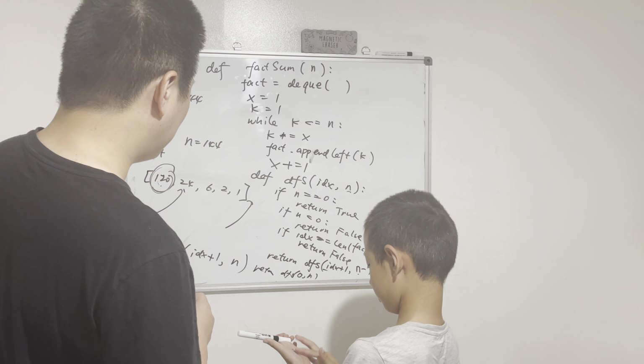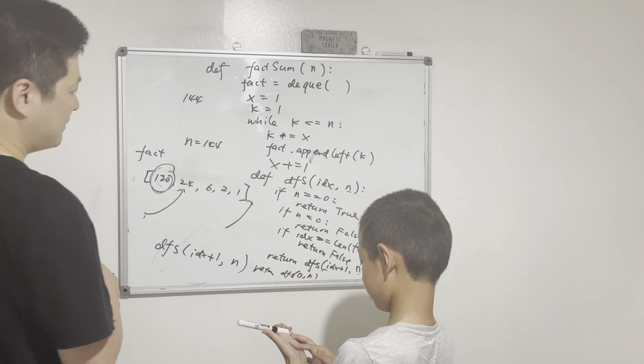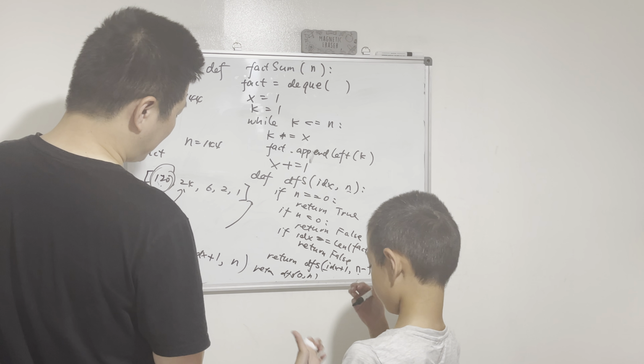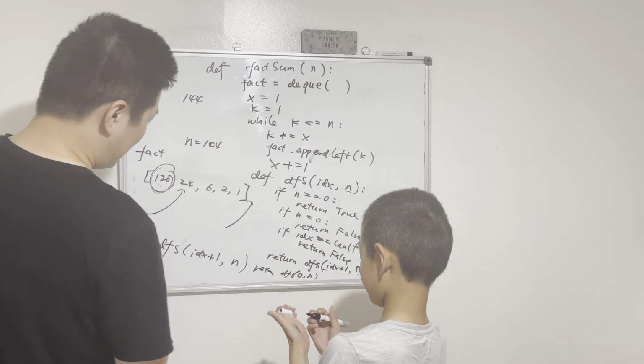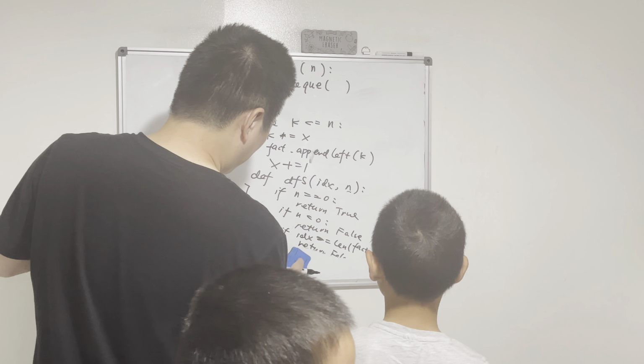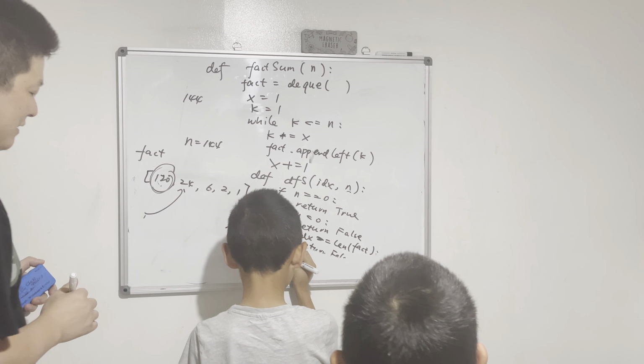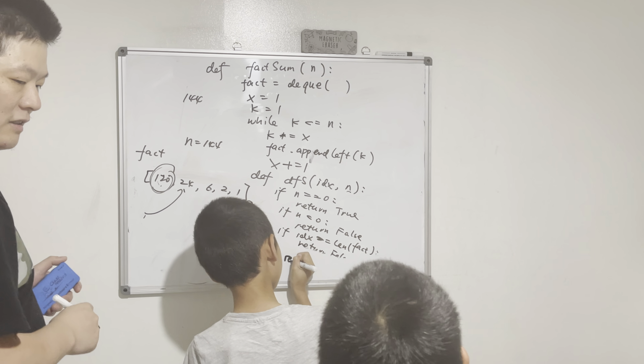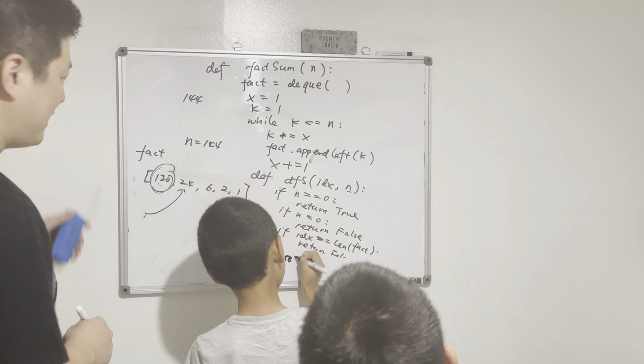Does it make sense? Yeah. So I'm going to erase the last bit. Can you write it? You can just write it here. Return depth search. We are calling the recursion, we're calling itself, yeah? Depth search.